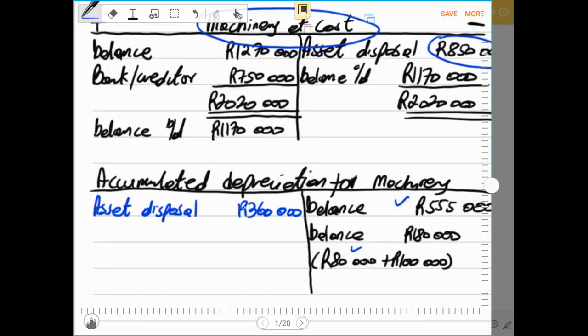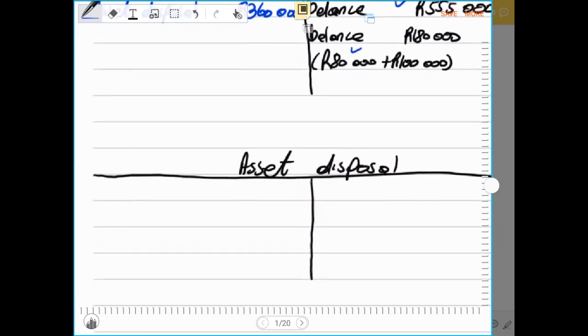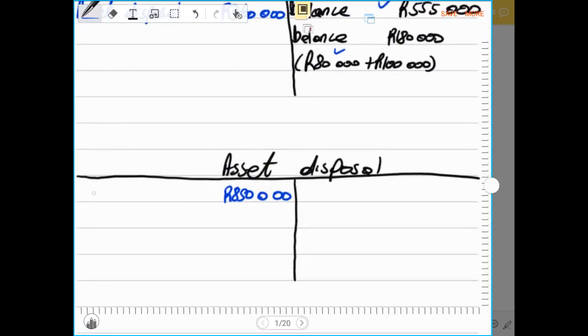Remember, in accounting, there is a basic accounting principle that says for every debit entry, there must be a corresponding entry of the same amount. So now that means the asset disposal that was recorded on the debit side of the machinery at cost ledger account, where we removed the cost price, must be recorded on the debit side of the asset disposal, and that must be 850,000, and the contra entry must be machinery, because that is the machinery that was sold.